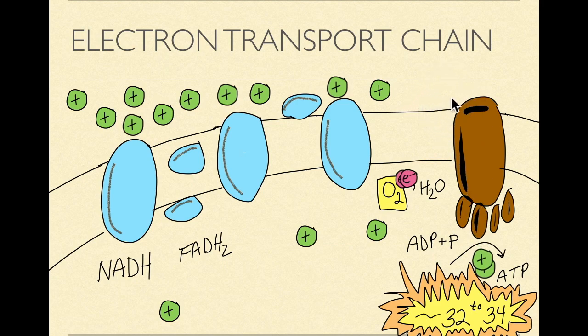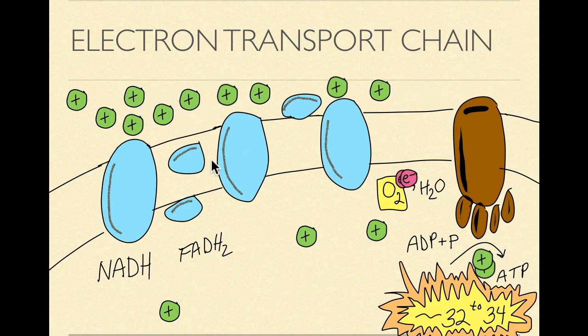Okay, and those protons coming through here provide enough kinetic energy to actually carry out this anabolic reaction where we have ADP, adenosine diphosphate, and a free phosphate, and we're going to stick that onto the end. So it goes from ADP to ATP. And again, this is the fuel we are looking for. So we have somewhere in the ballpark of 32 to 34 ATPs that are going to be generated by the movement of these protons through that ATP synthase.